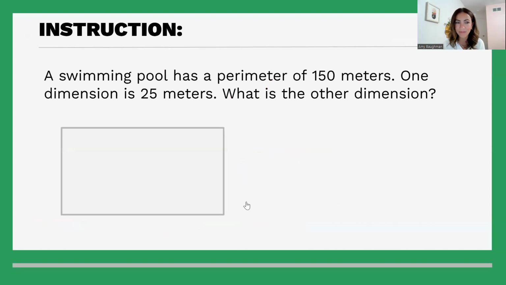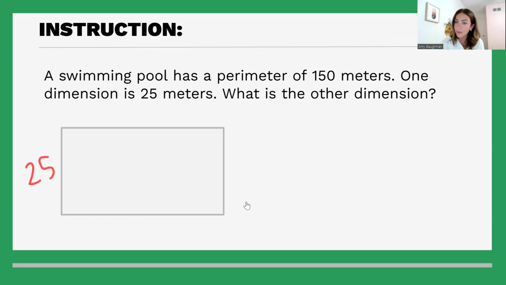Here's our next problem. A swimming pool has a perimeter of 150 meters. One dimension is 25 meters. What is the other dimension? Let's break down this problem. What information do I already know? Nia. Yes, my one dimension is 25.